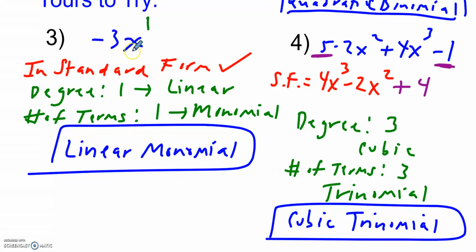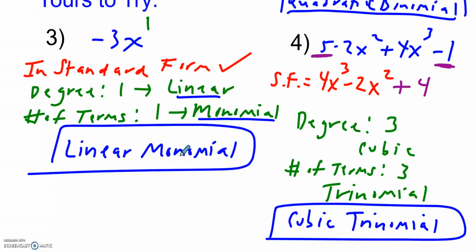Negative 3x, I said this is really x to the first. So I said the degree was 1, which meant linear. And the number of terms was also just 1, because there's no plus or minus sign separating. So I said this was a monomial. So my answer was a linear monomial for number 3.